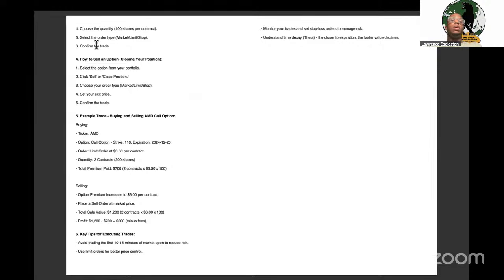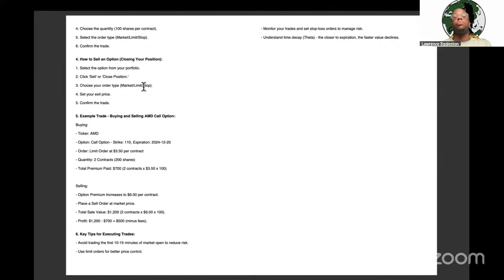Now, once you've actually opened a position, so now you're holding the position, now you want to go back and close the position. You want to select the option from your front page portfolio, whether you're using Charles Schwab, E-Trade, Robinhood, whatever broker that you're using. Choose your order type, market, limit, or stop. Particularly when you're selling options after you already purchased them and you're closing your position out, you want to go ahead and use a market order, right? That's going to fill you the fastest. Now, if you use a limit order, then it's going to obviously struggle sometimes a little bit to get filled.